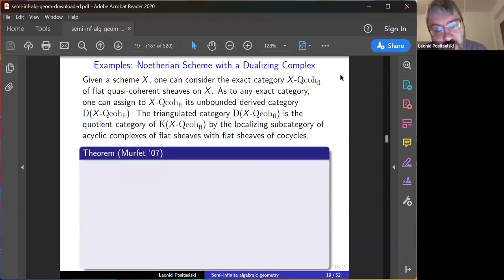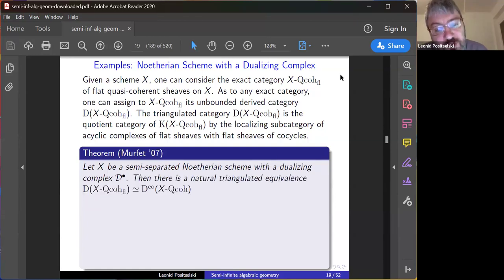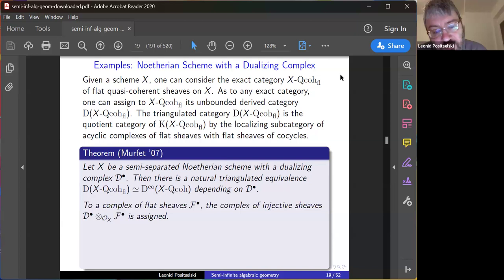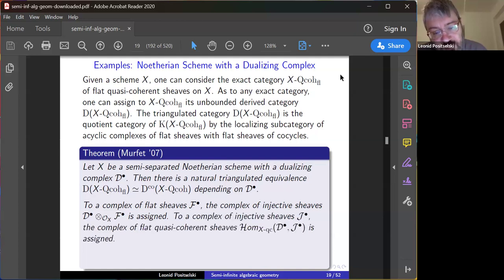There is a theorem going back to Neeman and Murfet. Let X be a semi-separated Noetherian scheme with dualizing complex D. Then there is a natural triangulated equivalence between the derived category of flat quasi-coherent sheaves and the coderived category of all quasi-coherent sheaves, depending on D. To a complex of flat sheaves F, the complex of injective sheaves D tensor product over O_X with F is assigned, the tensor product with the dualizing complex.